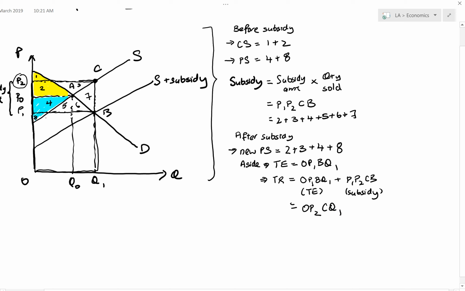Okay? So actually if you realize, for the producer to produce at this quantity, they must have this price. So this whole thing is the producer's revenue, of which this is the subsidy amount, this is the consumer spending.